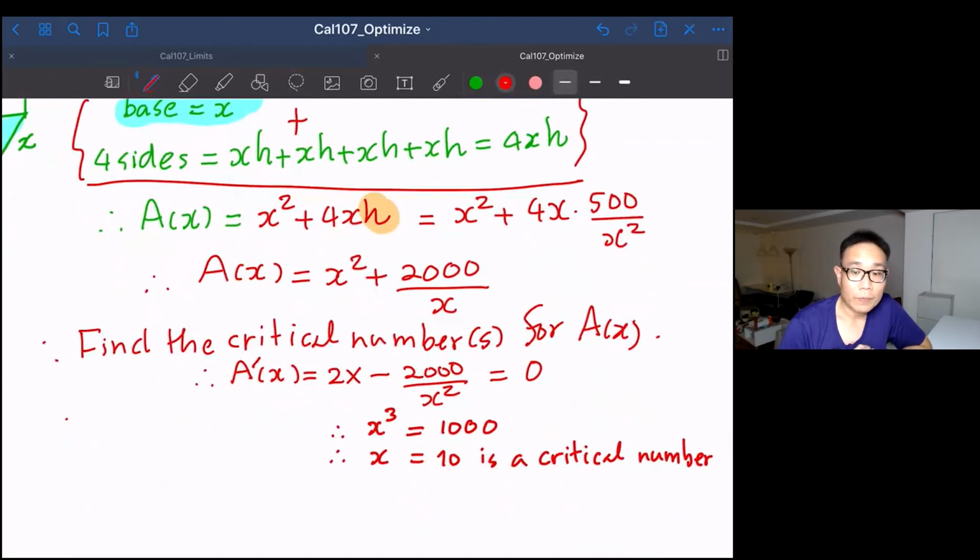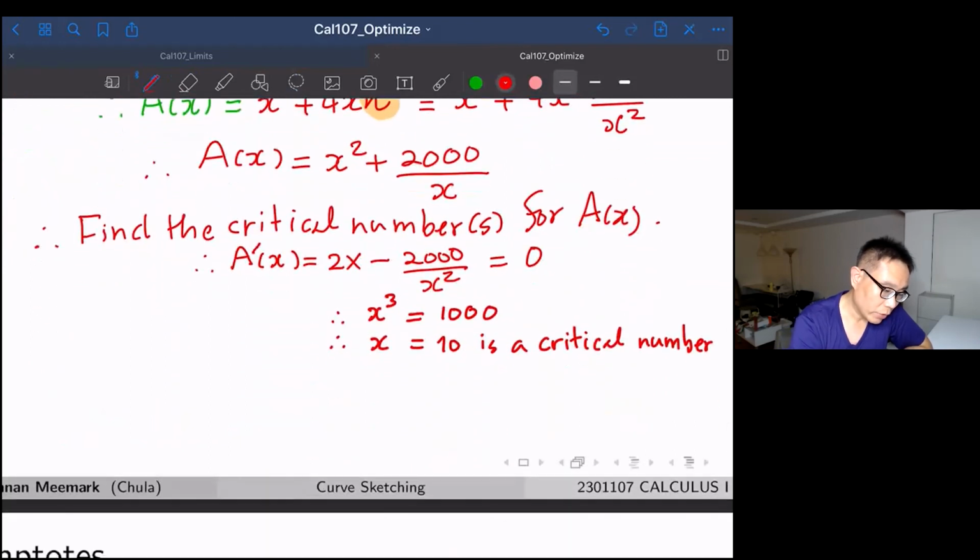And then what? And then we're gonna test. Normally we're gonna test for sign changing. However, in this case, we're gonna use the second derivative test. So you're gonna test for a double prime. So you're gonna compute a double prime.